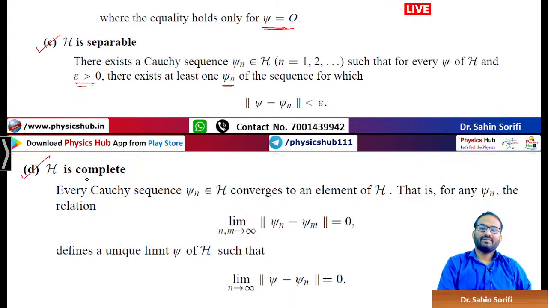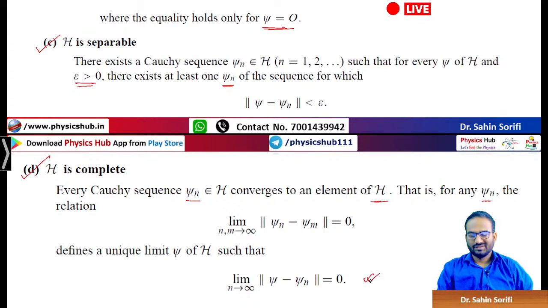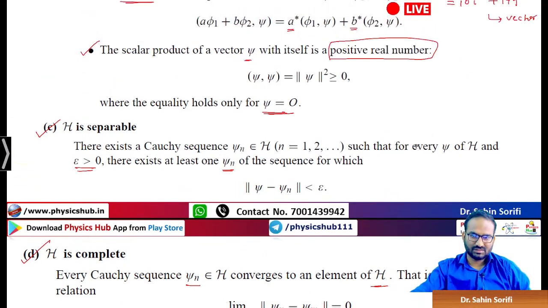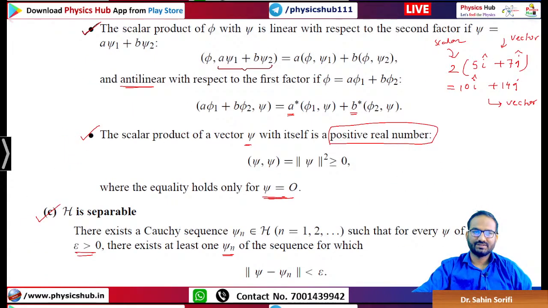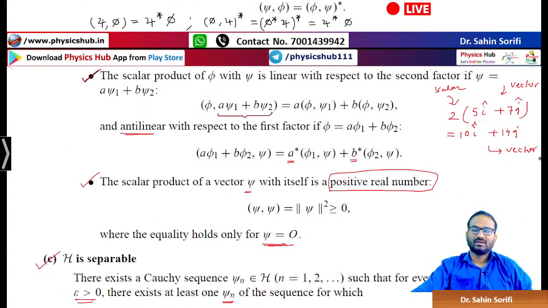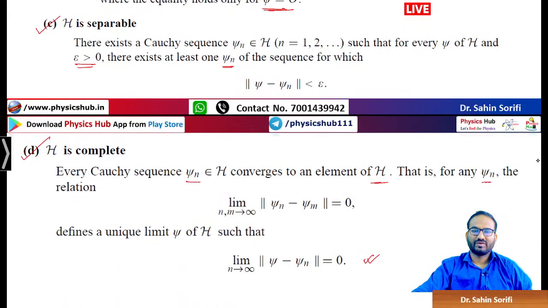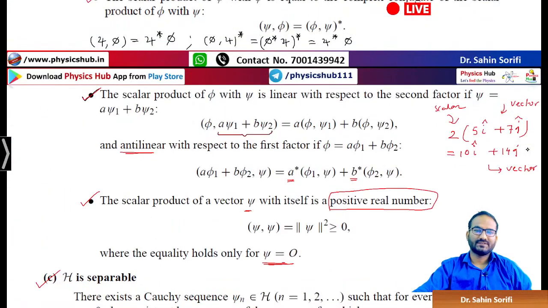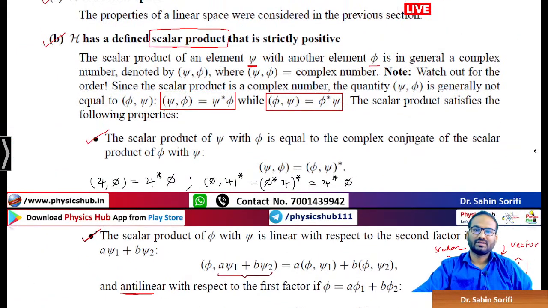H is complete. Every Cauchy sequence psi n belonging to H converges to an element of H. That is, for any psi n with the relation limit n, m tends to infinity, psi n minus psi m equals 0, it defines a unique limit psi of H such that limit n tends to infinity, psi minus psi n equals 0. So these are not so much useful. Just for the sake of completeness, we have told you the 4 properties. Mainly this third property is important, which we will also deal with in the bracket notation.